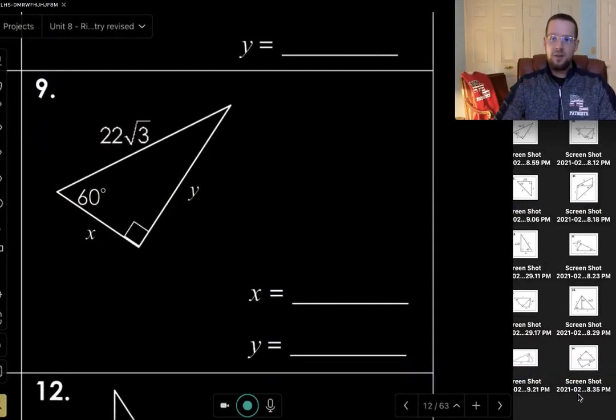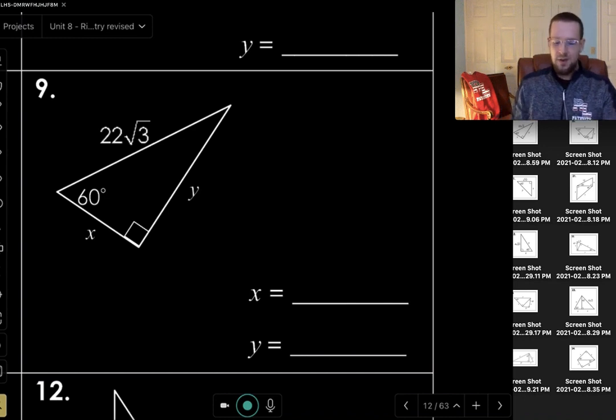Mr. Hissner here, and today we're going to be focusing on some more of these special right triangle problems, but these are going to be the ones that are a little bit more tricky, just so we can get a better feel for how to do these properly. So let us look at this first one here.